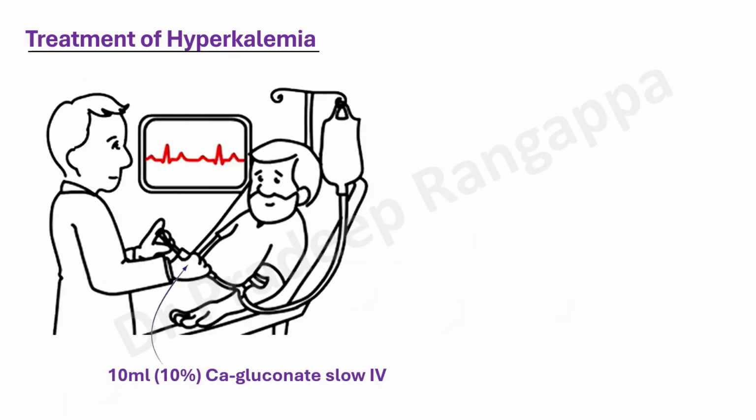How would you treat hyperkalemia? There are three components of treating hyperkalemia. One is cardiac stabilization. Obviously, the first priority is to protect the heart and prevent it from going into cardiac arrest. We have to give calcium. This is cardiac.